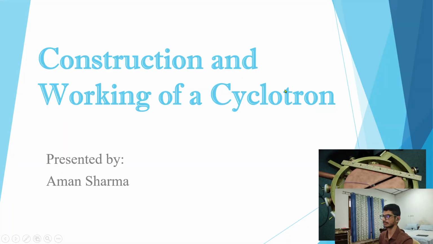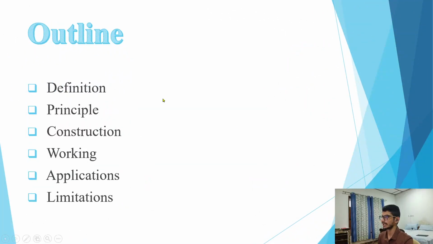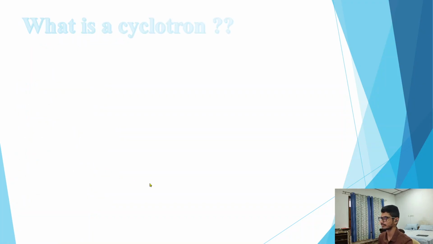Here, construction and working of a cyclotron. Basically, it is a cyclotron. This is how a cyclotron looks like. Here is the outline of today's topic. We will discuss definition, principle, construction and working, applications, and limitations.